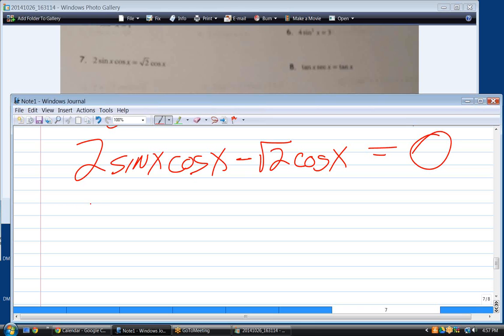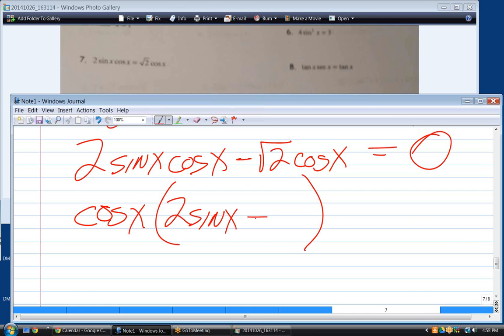Factor out a cosine x, just like the last problem I factored out x. What do you have left? 2 sine x, sorry. And then 2 sine x minus root 2. Okay. Now it solves easily.